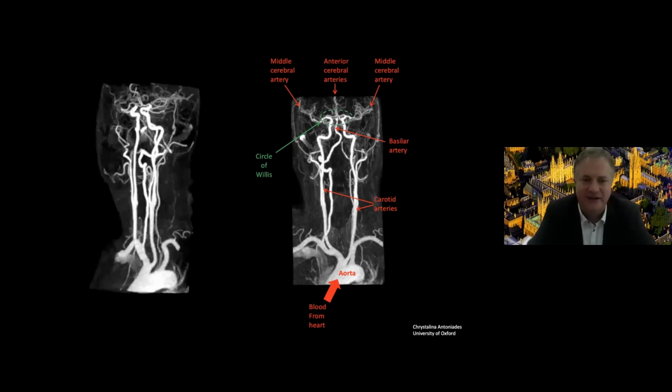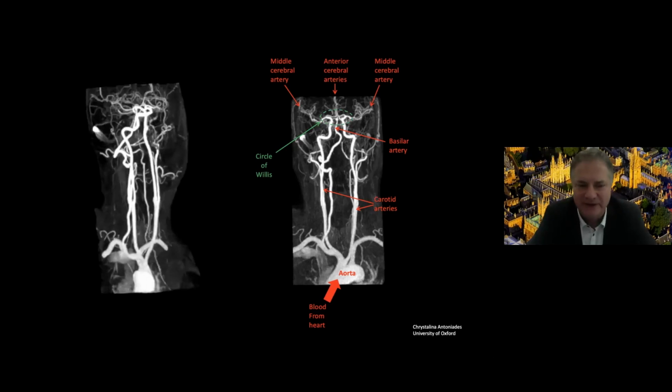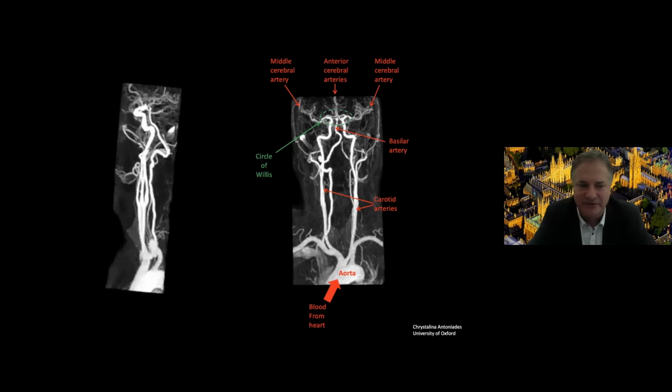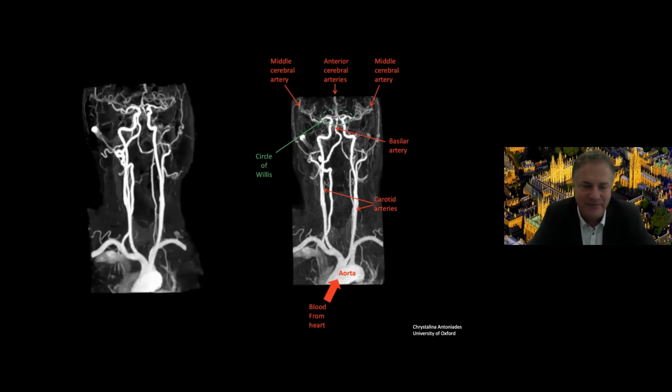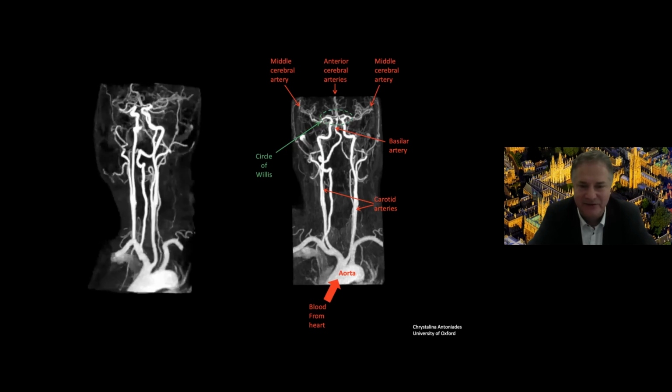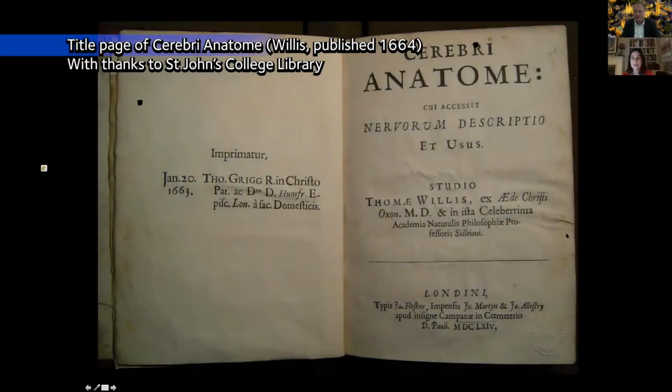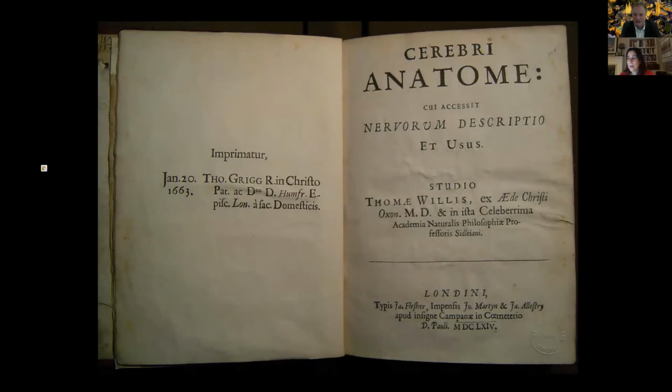And also, it probably helped that Christopher Wren helped him with the illustrations, which were extremely beautiful and compelling, and we could even use them today. So, Cristalina, the word neurology, or neurologia, was published first in this book.